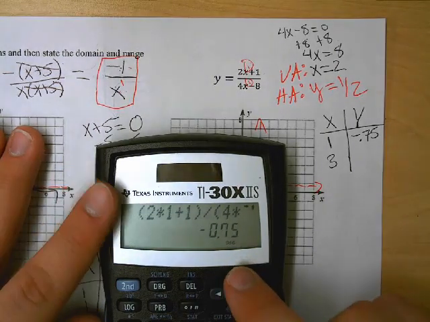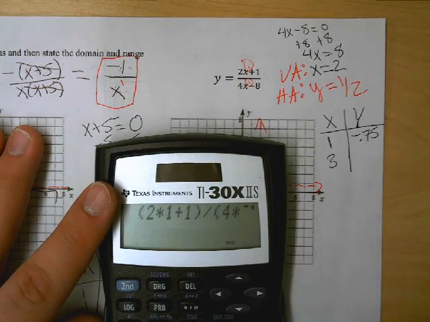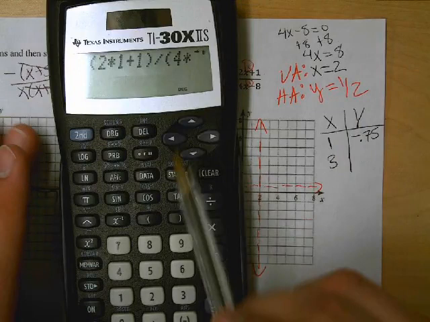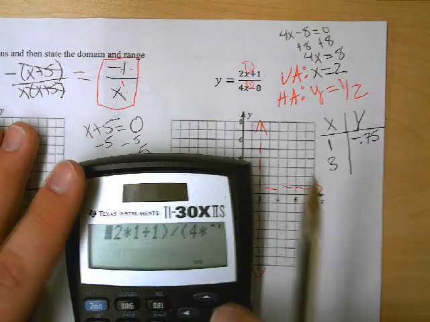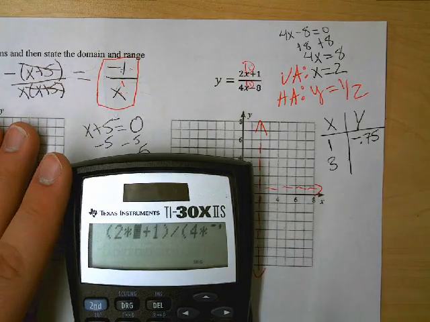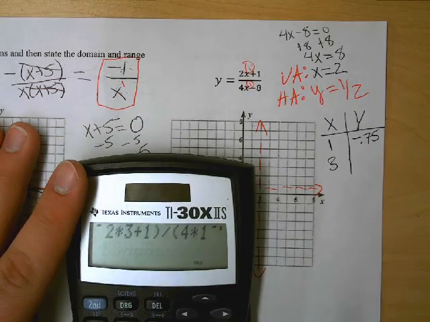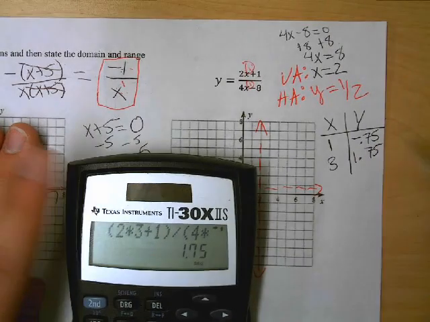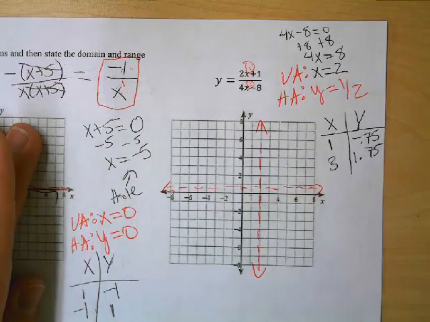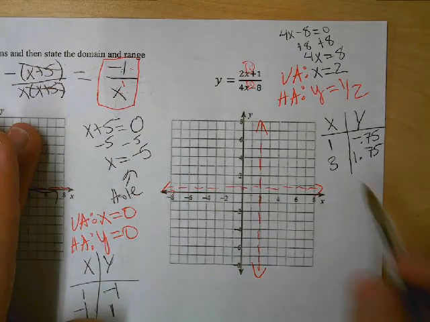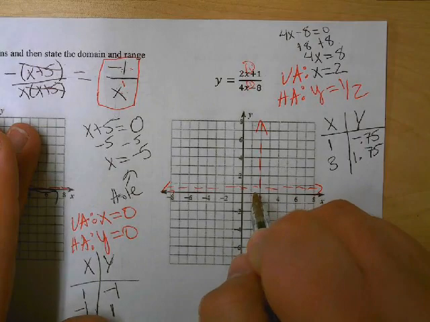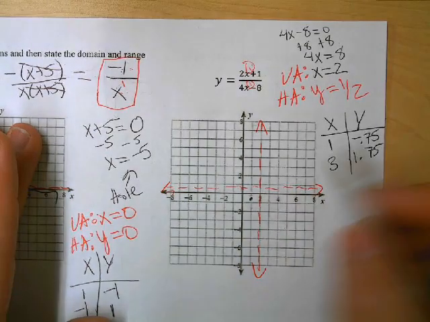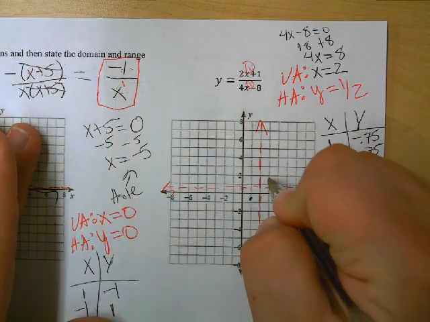Now I need to plug 3 in, so I'm going to go back up to my equation. I did that by just hitting the up arrow right here, this key right here. So anytime I see a times 1, I want to change that to a times 3. Okay, hit enter, and that's 1.75. Okay. Now I'm ready to plug my points in. So at 1, I'm at negative 0.75, so that's just right here. And at 3, I'm at positive 1.75. That's just right up here.